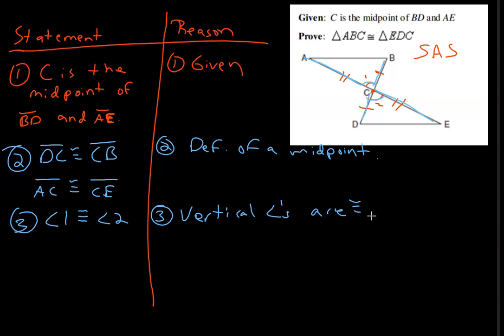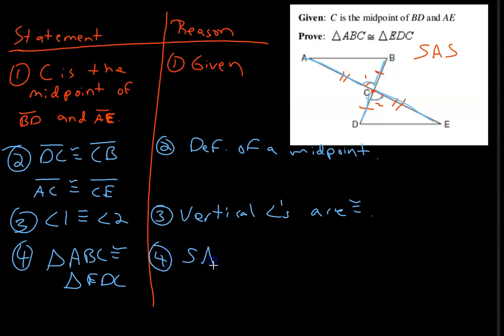And my final step, I now can say the triangle ABC is congruent to triangle EDC, and the reason would be because of side, angle, side. All right, let's do a couple more and then that's it.